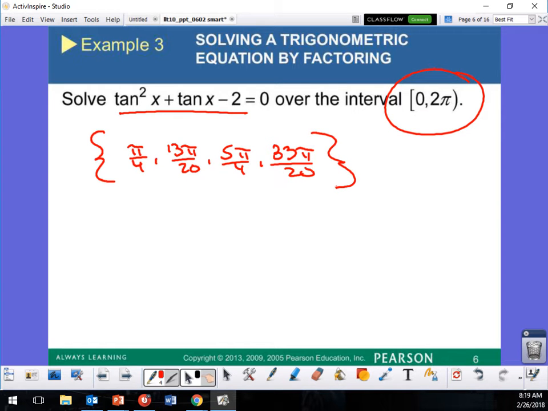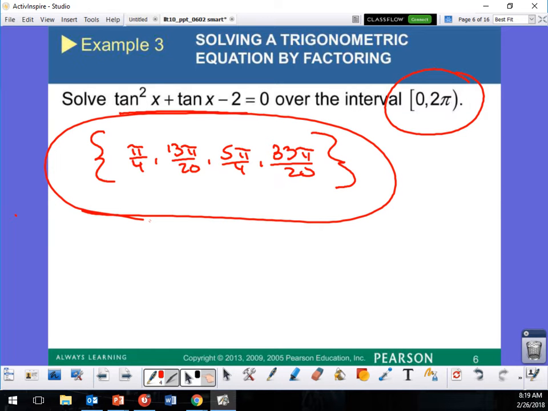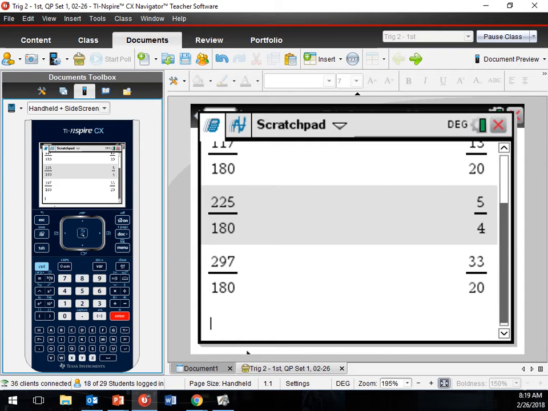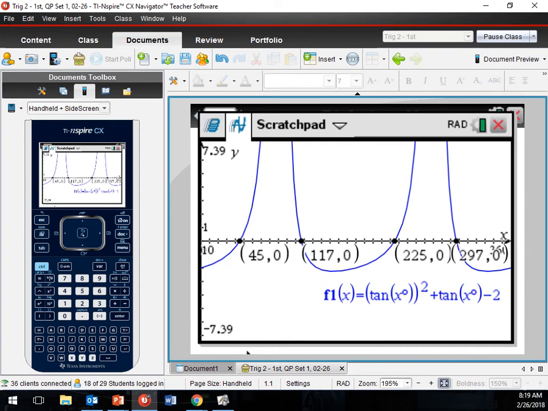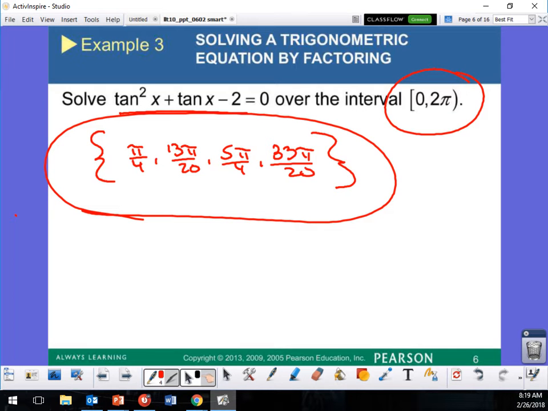That's it? Wait, but wouldn't 0 also be a point? Let's go back and look at my graph. See right here? The graph would be touching right here at 0. Got you. That would be an answer. Alright, cool. Make sense?